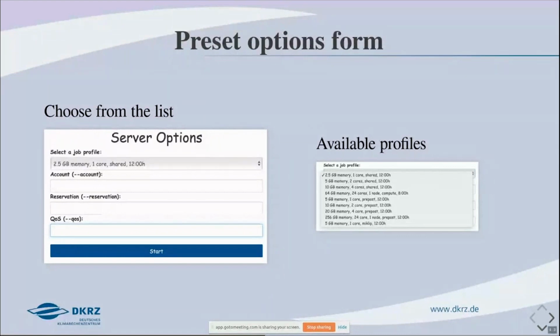The other fields are not mandatory. The reservation and the quality of service are not mandatory, so only the profile and an account are necessary. If you ask about the quality of service, we use it mostly when we have workshops or training sessions, where we assign the Slurm job a high priority in the Slurm workload manager. So that was the preset options form.